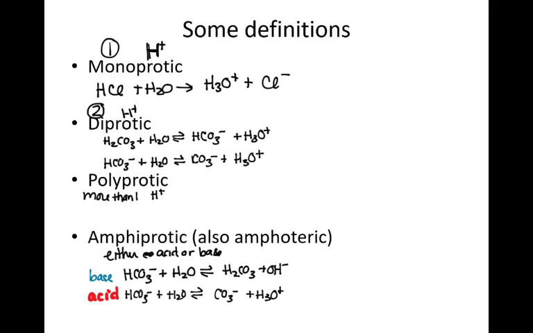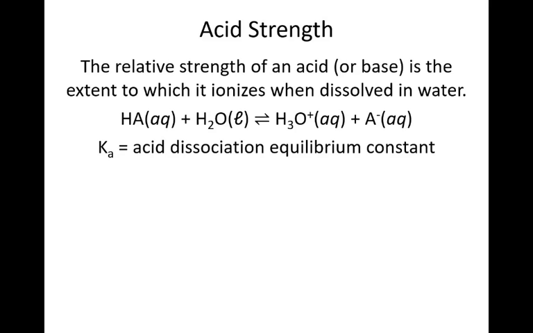So which one does it do? If it can be an acid or a base, which does it choose? Really, it does both, but it might not do them in the same amounts. So now we need to define this idea of acid strength. The strength of an acid is the extent to which it ionizes when dissolved in water.